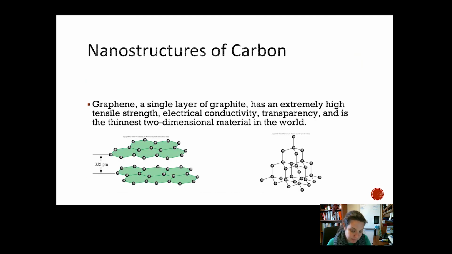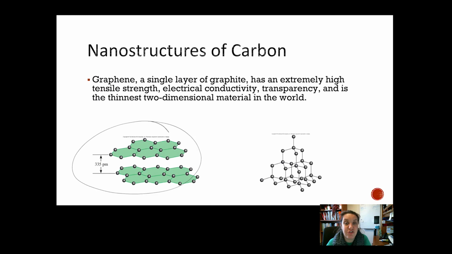We have graphene right here. Graphene is just sheets of graphite. They actually were able to get sheets of graphite first by taking just some Scotch tape, and taking pencil and just doop, and they had a sheet of graphite. It was really neat. It is a very high tensile strength structure. It has electrical conductivity. It is transparent to the eye, and also to light. And it is the thinnest two-dimensional material in the world. Again, two-dimensional because two dimensions are not in the nanoscale.